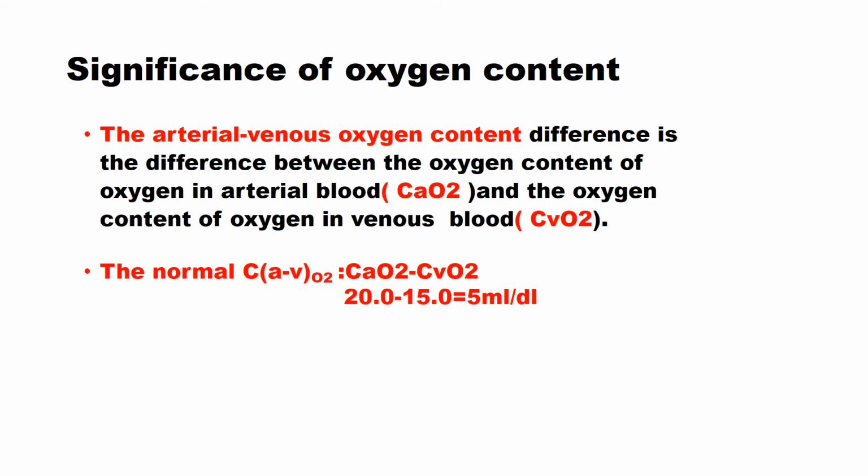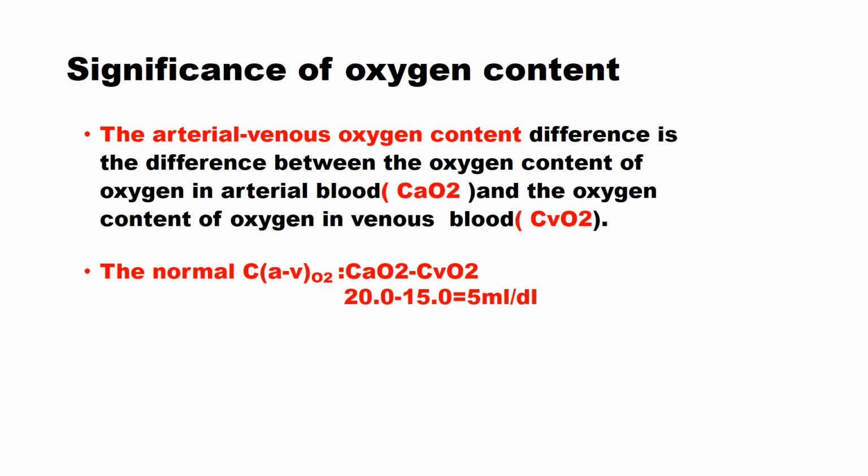So the importance of this total oxygen content lies in the AV difference, also known as the arterial venous oxygen content difference. It is the difference between the oxygen content in the arterial blood and the oxygen content in the venous blood, obtained by this value of 20 minus 15, that is 5 ml per deciliter. This is the amount of oxygen that is being delivered to the tissues to meet the metabolic demands.